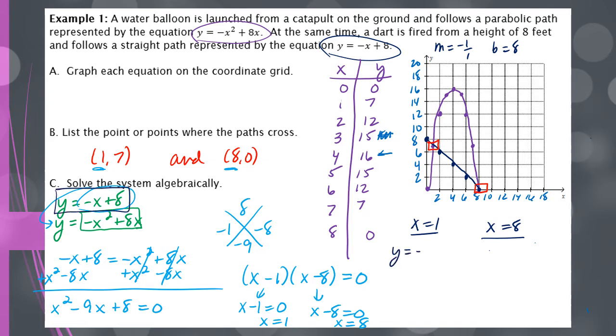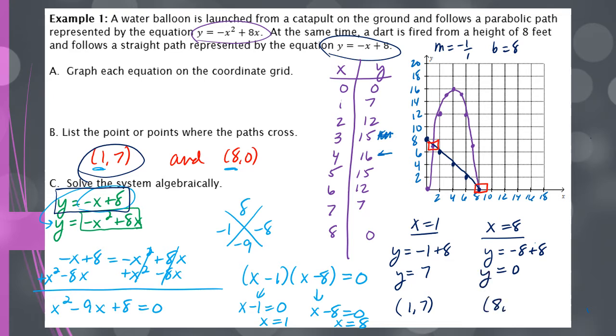So I have negative x plus 8, and negative 1 plus 8 is 7. So my first solution would be 1 comma 7, which matches up here. And then I'm also going to do y equals negative x plus 8, which is 0. So my other solution would be 8 comma 0, which is also my other solution here. So two different ways solving the same problem, but we come up with the same solution either way.